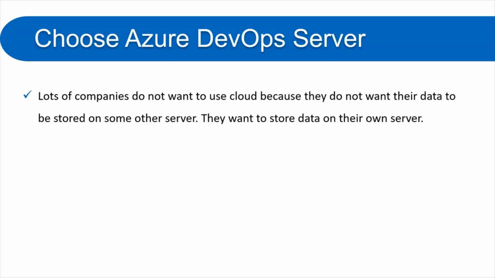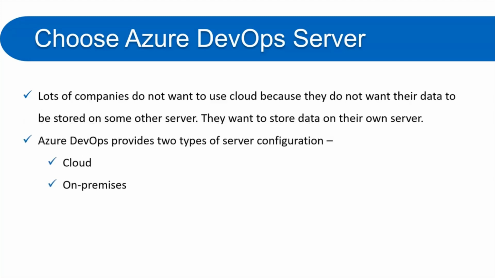So if you are working with Azure DevOps, then we have two options to choose the server. First one is cloud and the second one is on premises. If you do not have your own setup or your own servers, then you can use cloud servers. Whenever you create a project or an organization in Azure DevOps, you have to choose the region where your data will be stored. And second is on premises. If you do not want to use the servers of Azure DevOps, then you can use your own premises server, and all the data will be stored on your premises.